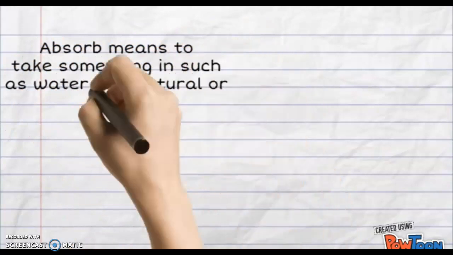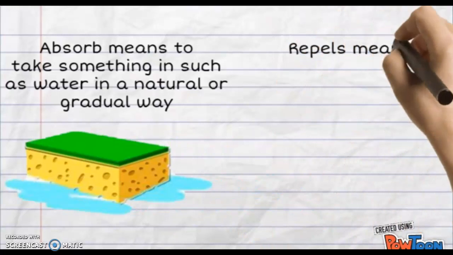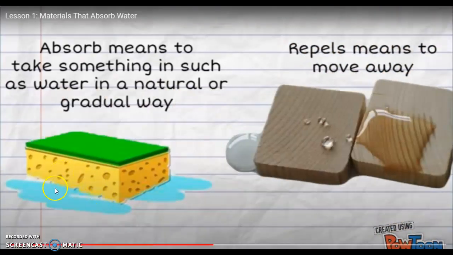So absorb means to take something in, such as water, in a natural or gradual way. Repel means to move away. So as you see, absorb, all this water is going to go right into the sponge. And over here, the water, as you can see, is not being absorbed in the wood, it's repelling. And that's why you see these little round droplets of water.